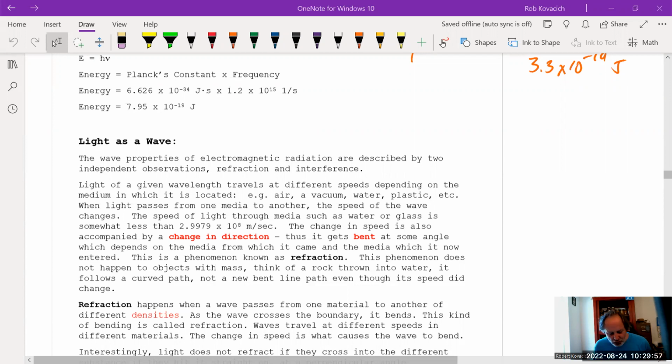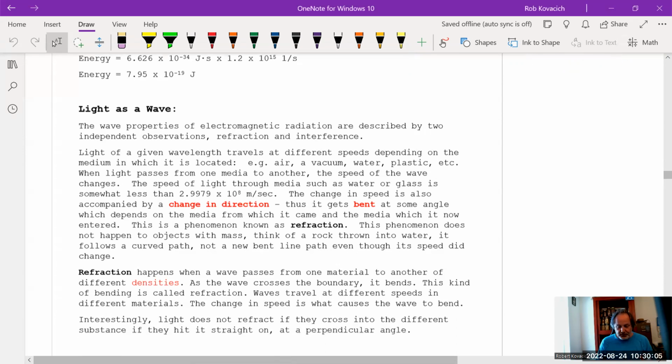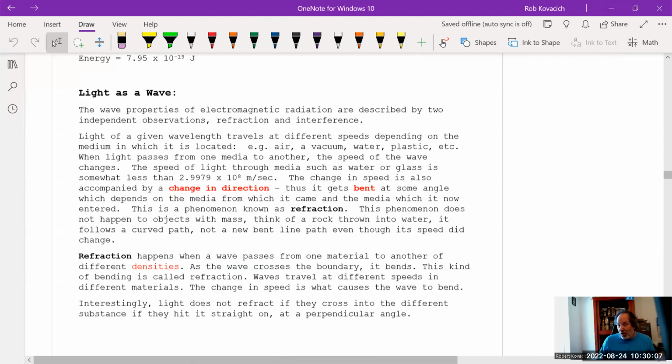All right, so light's dual nature can be shown in two ways. First, we're going to talk about light that acts like a wave. We've already shown wavelengths and frequencies, so that seems like there should be waves, right? Light should be acting like a wave. The two independent observations we're going to talk about are refraction and interference. So light will undergo refraction and light will undergo interference.